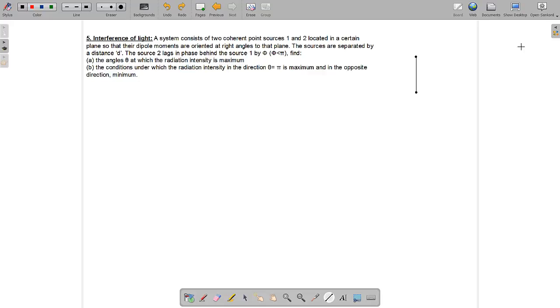Now theta is the angle made by the line joining these two sources. Let's say this is the midpoint between the sources, and this is some point P at which we need to find the intensity. If the intensity is maximum, we need to find what this angle theta is. So let's construct this diagram first.